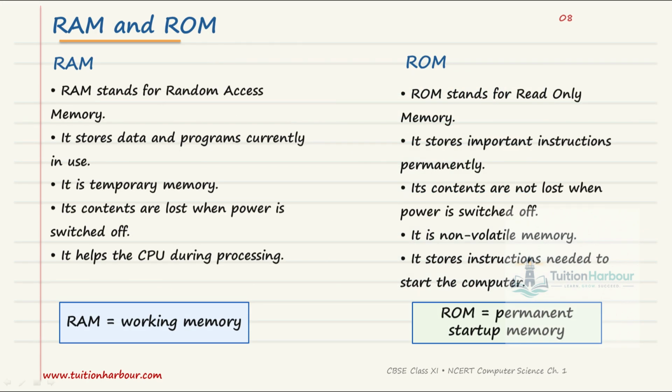RAM means random access memory. It stores programs and data currently in use. RAM is temporary, so its contents are lost when power is switched off. ROM means read-only memory. It stores permanent startup instructions and keeps its contents without power.